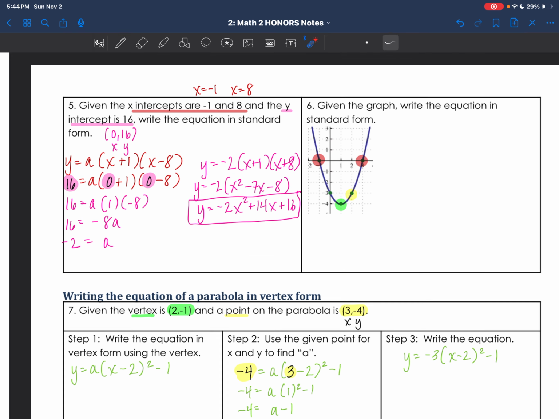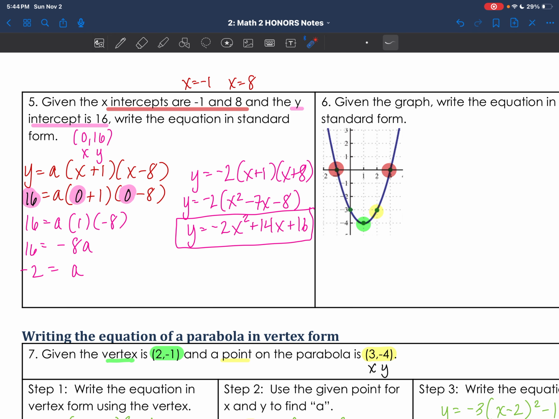All right, so this one is the same thing. It's giving you the x-intercepts, and it's giving you our -1 and 8. So remember, x equals -1 and x equals 8. So that means when you write it in, you're going to add 1 to both sides, and so that's where we got the x plus 1. Same here, we're going to subtract 8 to move it over here, and you get x minus 8.